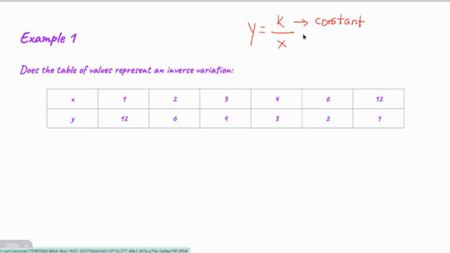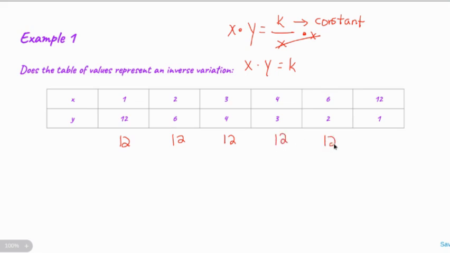If I do a little bit of algebra, I'll multiply by x on both sides, and this cancels. I get x times y equals k. Now, k being a constant, this means that x times y should always equal the same k. So I'm going to go through this table pair by pair and multiply them. 1 times 12, that's obviously 12. 2 times 6, that's 12. 3 times 4, and we can really quickly see that all of these multiply to give me 12.